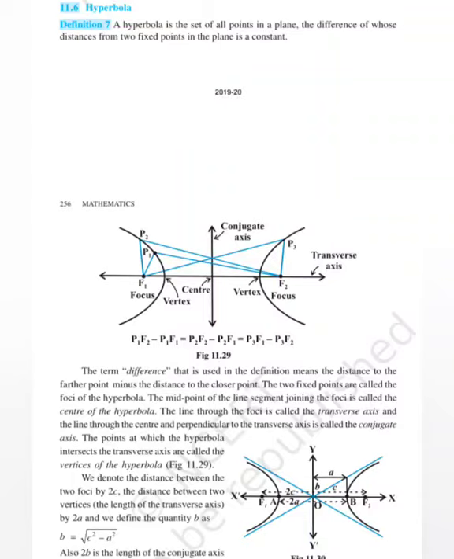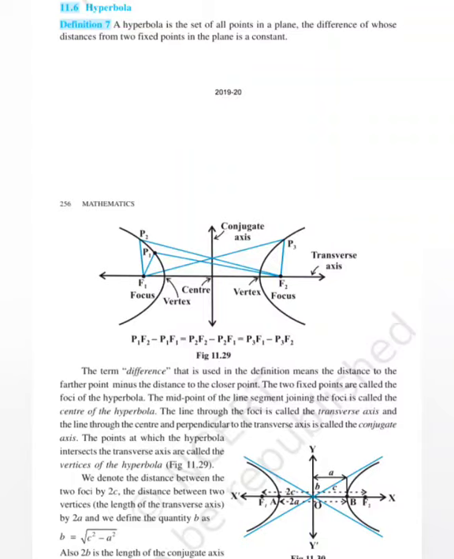Now the midpoint of the line segment joining the foci is called the center of the hyperbola, and the line through the foci is called the transverse axis, and the line through the center and perpendicular to the transverse axis is called the conjugate axis. Here the transverse axis is along the x-axis and the conjugate axis is along the y-axis. The points at which the hyperbola intersects the transverse axis are called the vertices of the hyperbola.